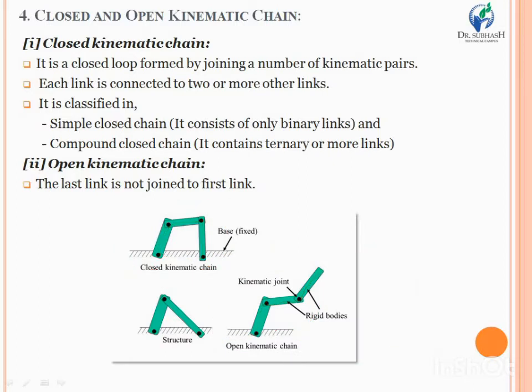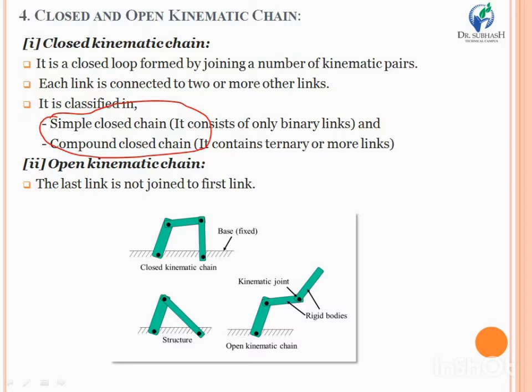Still, you can classify a closed kinematic chain in two categories: simple closed chain and compound closed chain. If we are discussing a simple closed chain, then when the chain consists of only binary links, there will be only one closed loop. Such a chain will be known as a simple closed kinematic chain.